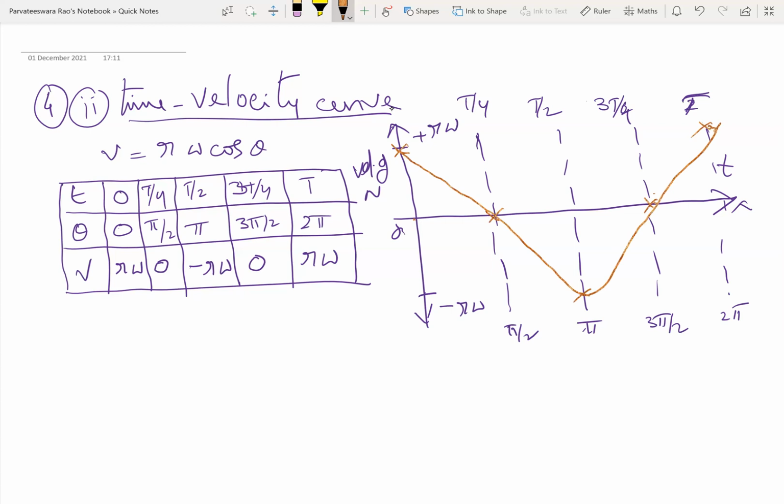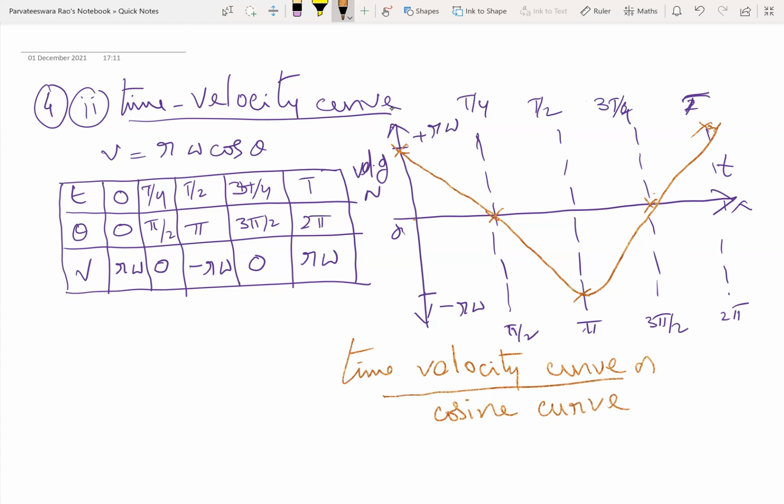So this is called the time velocity curve or cosine curve.